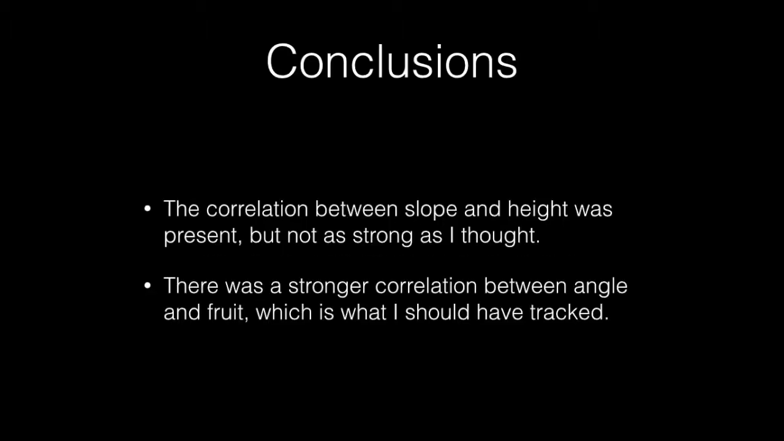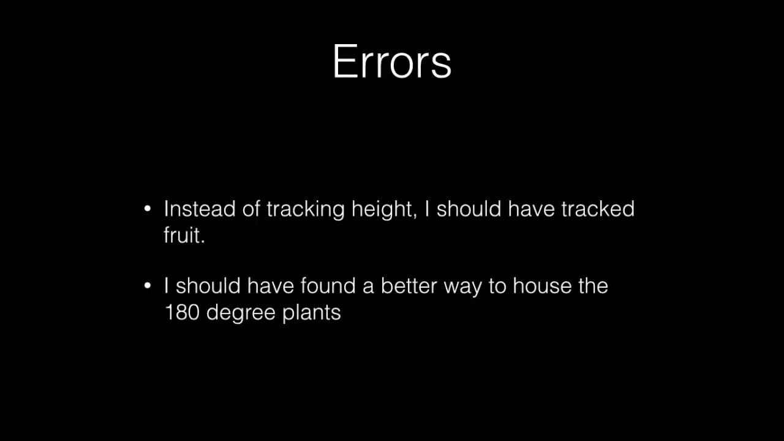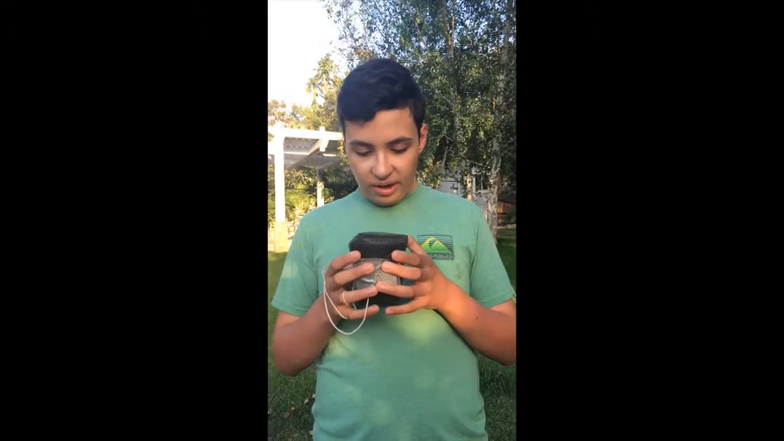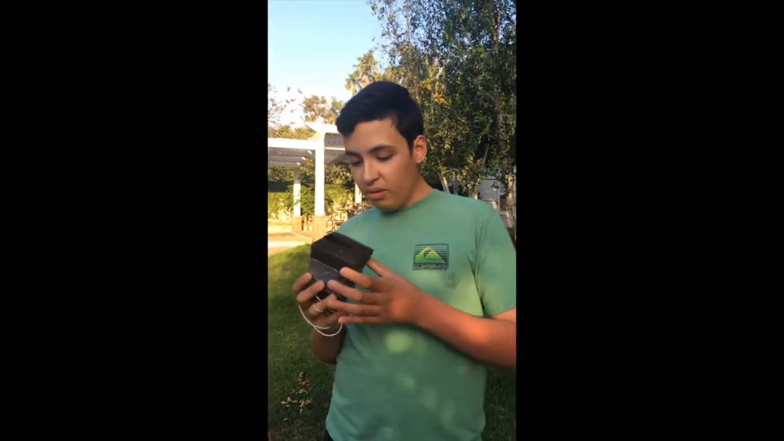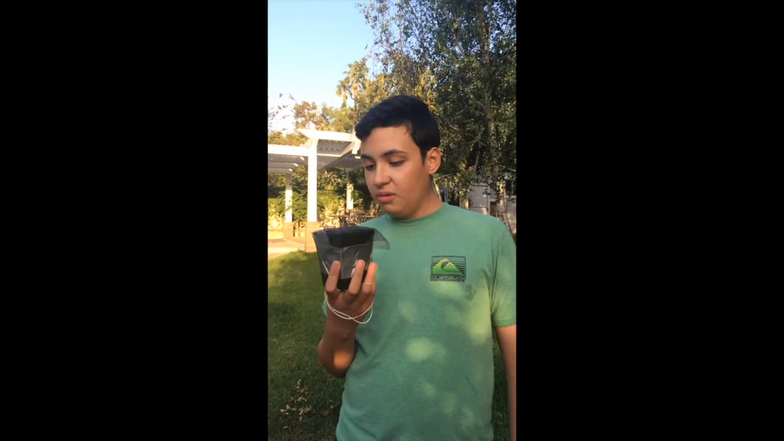The correlation between slope and height was present, but it was not as strong as I thought it would be. There was a stronger correlation between the angle the plants were at and the number of fruit, which was what I should have tracked in retrospect. Another improvement that I should have made to my experiment was finding another way to hang the 180 degree plants. Water could not get to the roots because it would just fall out when it was ever turned over, and the dirt would fall out.